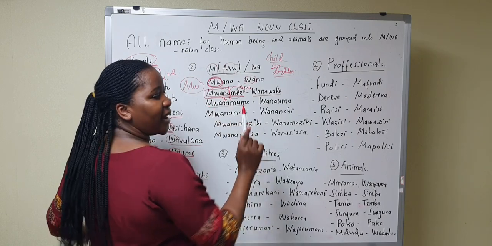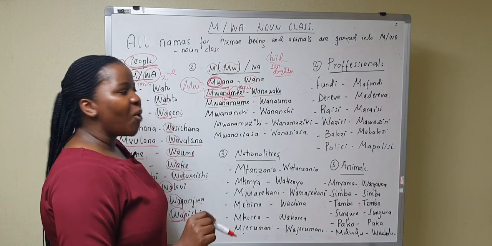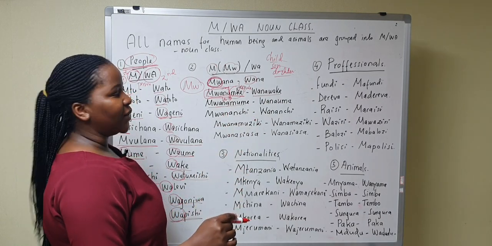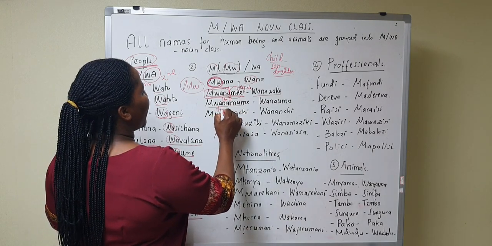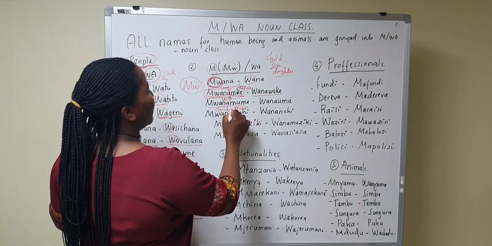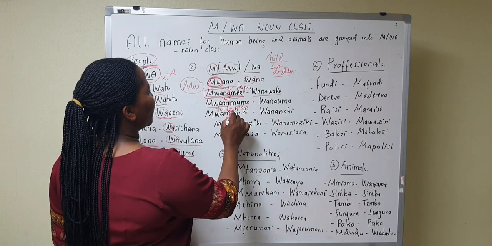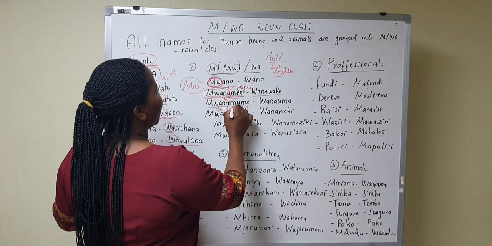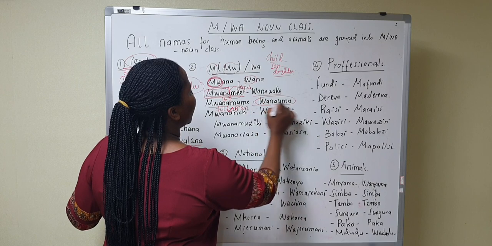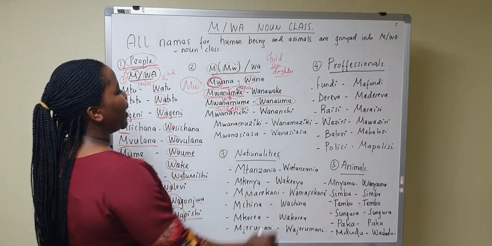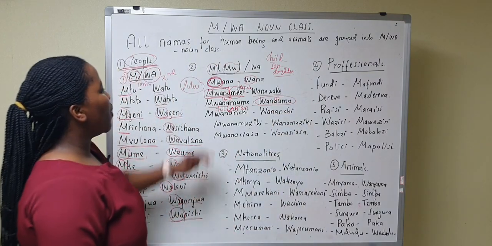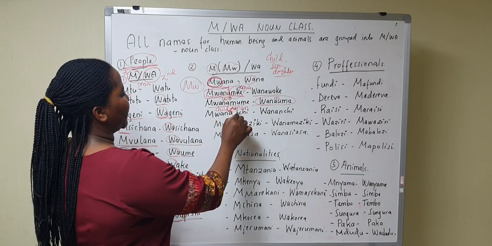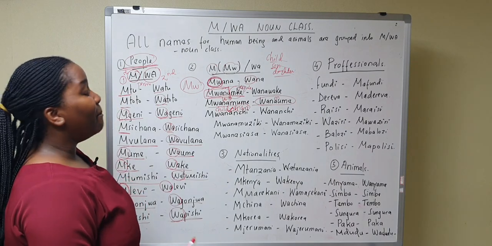Let's see another example, mwanamume. Remember, mwana can be a son, a daughter or a child. So mwanamume means a child who is a man. Mwanamume is a man. And in plural we say wanamume, men. Okay? Very good. So mwanamke is a female, wanawake, females. Mwanamume is a man, wanaume, men. Okay?